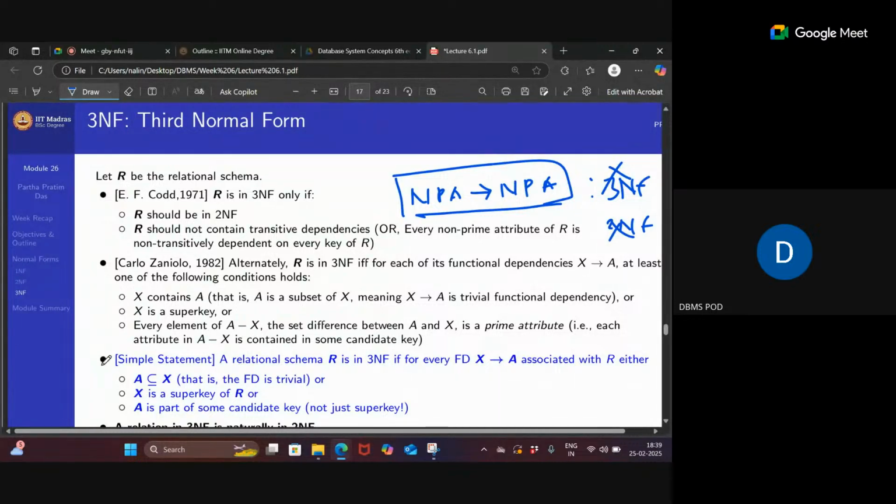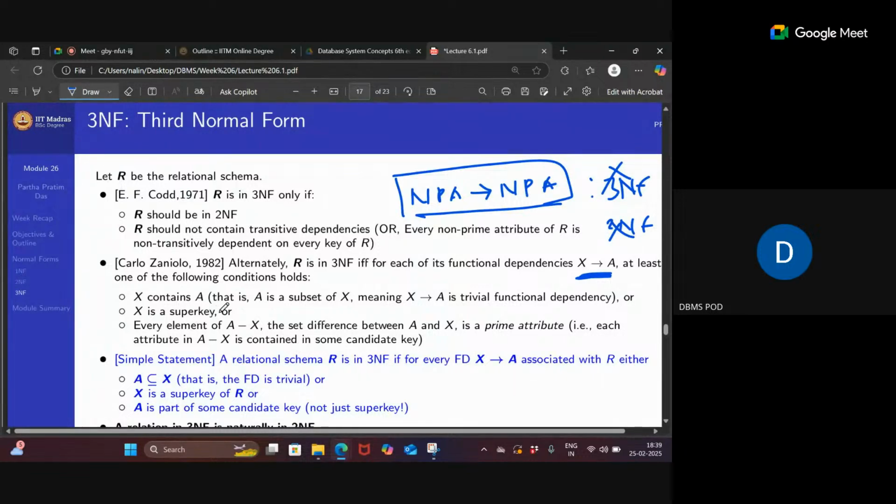Alternatively, we can define 3NF this way. R is in 3NF if for each of its functional dependencies X determines A, at least one of the following conditions holds.